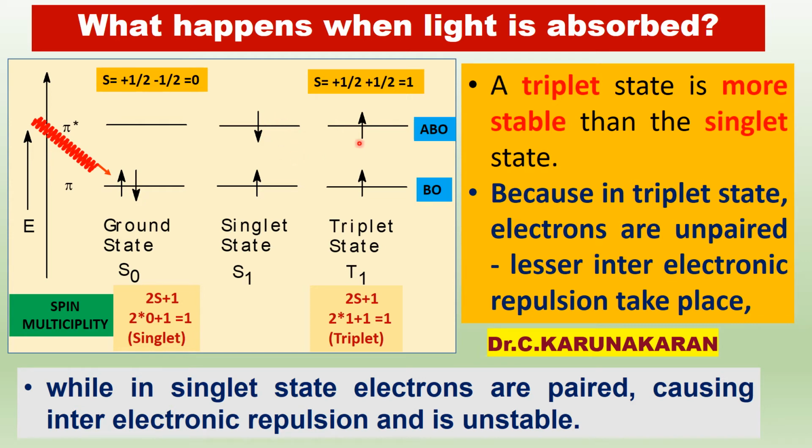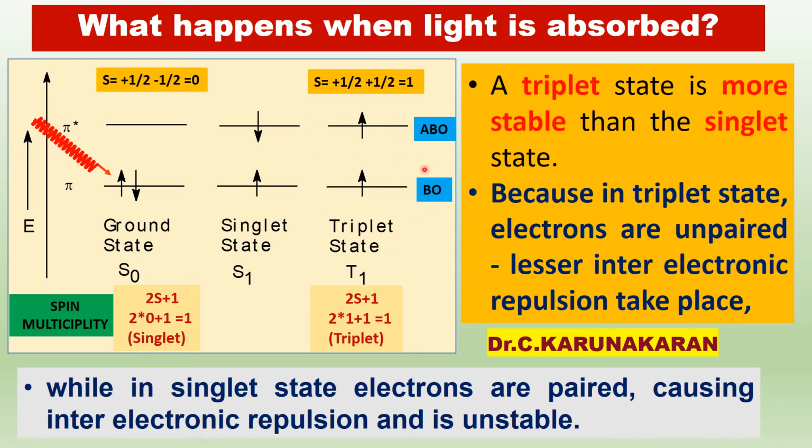This rearranges, this undergoes a secondary process to give a triplet state. The spin rearranges. So in the triplet state, S equals 1 by 2 plus 1 by 2, equal to 1. This is a triplet state, 2S plus 1, 2 into 1 plus 1, triplet state. This is more stable.